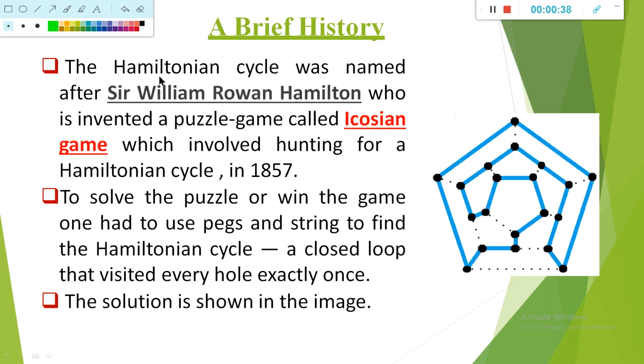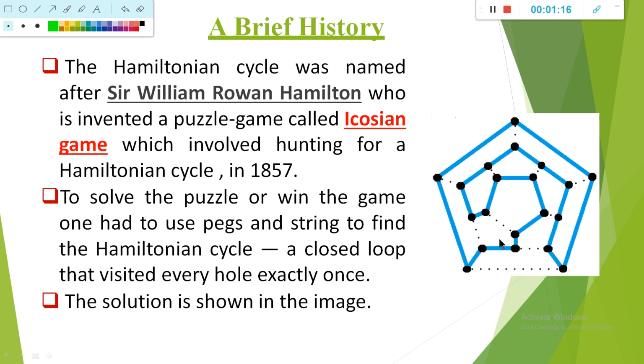In history, the Hamiltonian cycle was named after Sir William Rowan Hamilton, who invented a puzzle game called the Icosian game, which involved hunting for a Hamiltonian cycle, in 1857. To solve this puzzle or win the game, one had to use pegs and string to find the Hamiltonian cycle. It is a closed loop that visits every hole exactly once. The solution for this game is shown in the diagram here.